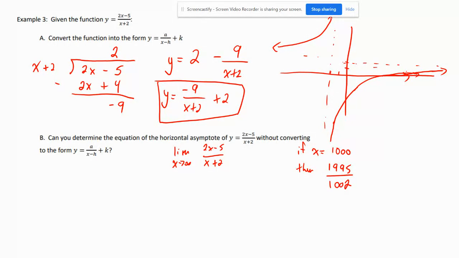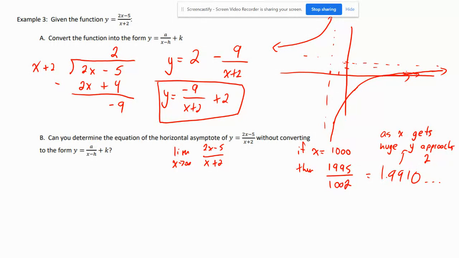Now, I'm going to plug this guy into my calculator. I'm going to go 1995 divided by 1,002, and I get 1.991... Okay, now the point is, this number over here, we're saying that as x gets huge, in other words, as x approaches infinity, our y value is approaching 2.